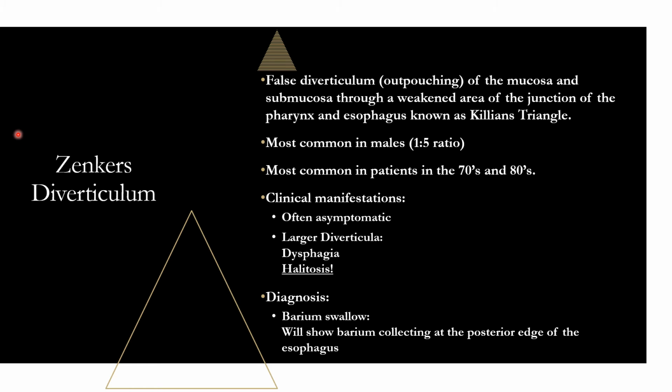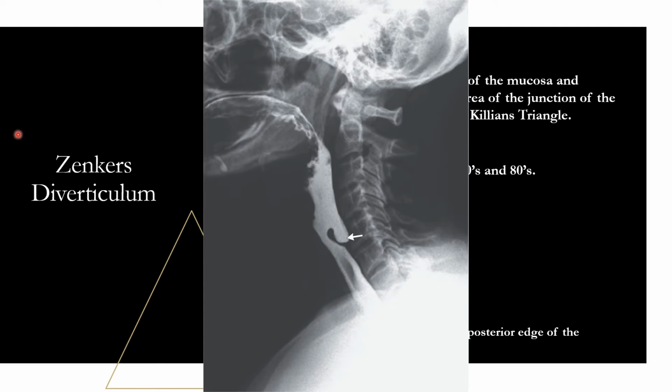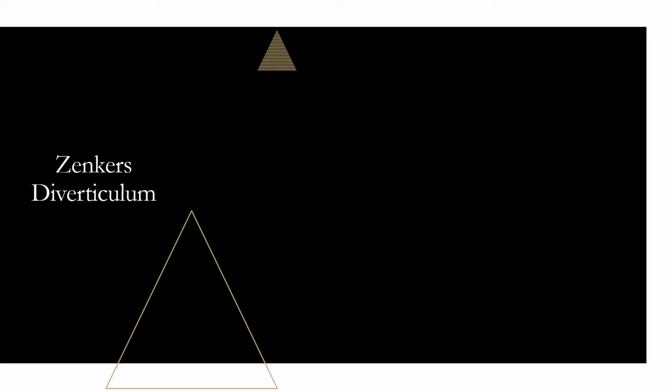Diagnosis is going to be a barium swallow or barium esophagram again. So it's going to show barium collecting at the posterior edge of the esophagus. This is what that's going to look like. Here's the barium going down the esophagus, and then here's the portion, the posterior edge, getting caught in the diverticulum. So that's what that's going to look like on imaging.